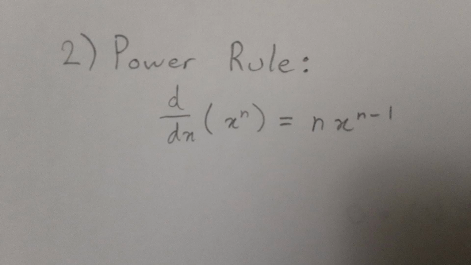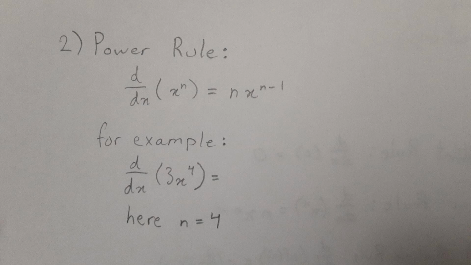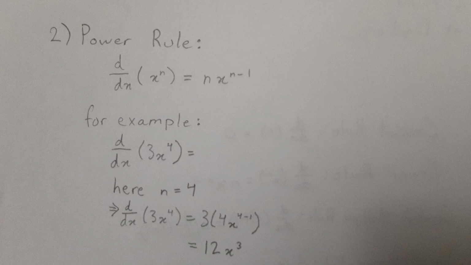Next is the power rule. This states that the derivative of any function x to the n is equal to n times x to the power of n minus 1. For example, let's take the derivative of 3 times x to the 4th. You can see in this function that n is equal to 4. So, using the power rule, we can see that the solution is going to be 3 times 4x to the 4 minus 1, which finally comes out to 12 times x cubed.